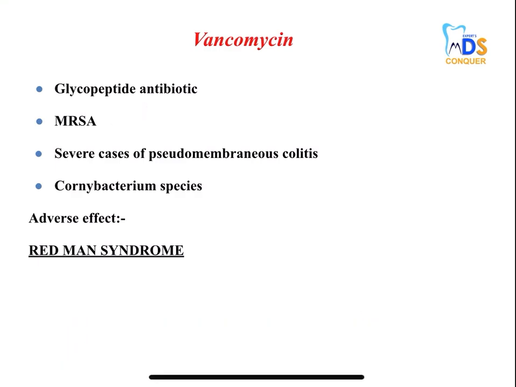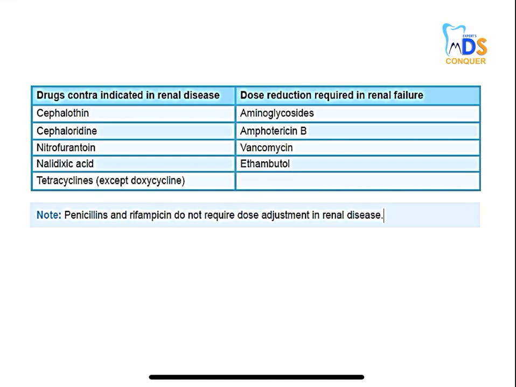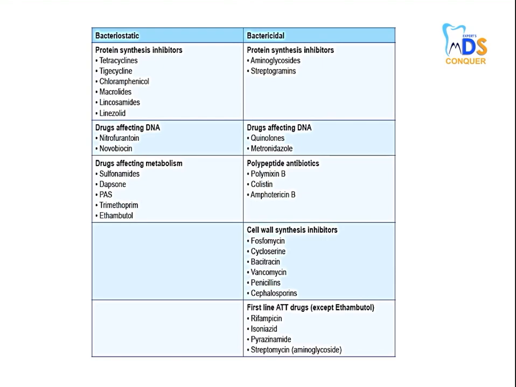So when given as an injection, it can cause red man syndrome. This is very important related to vancomycin. The drugs that are contraindicated in renal disease and which require dose reduction in renal failure are given in a tabulated form here, so do have a look. Penicillins and rifampicin do not require any dose adjustment in renal disease. Quite important, note it down.